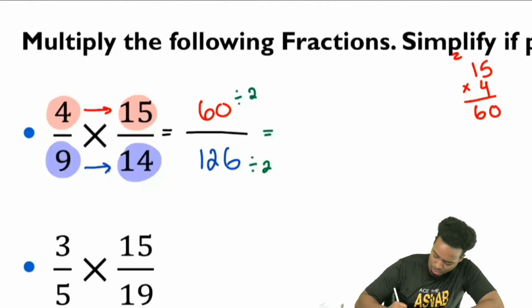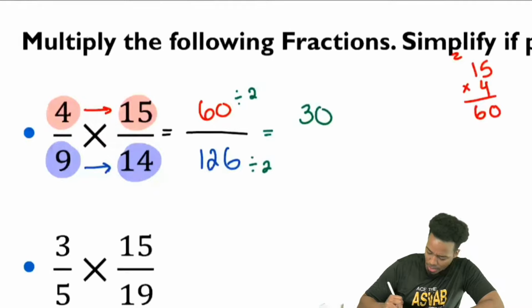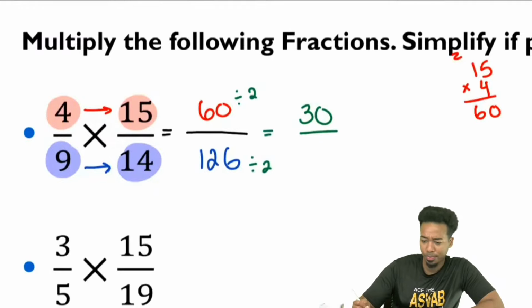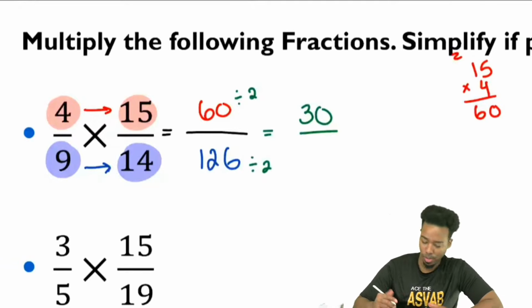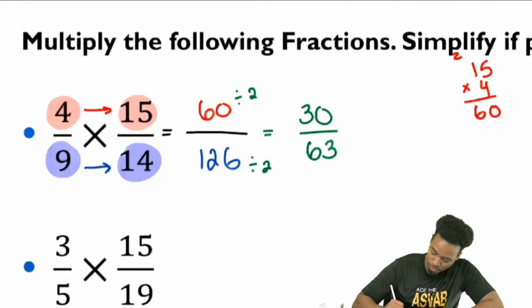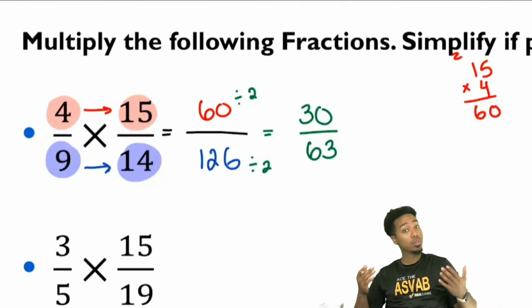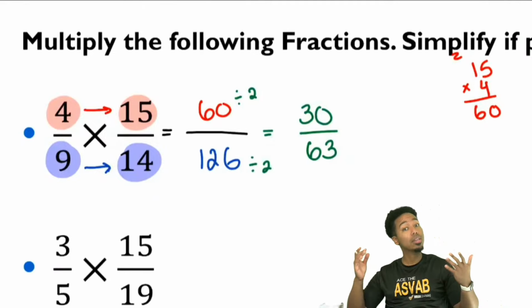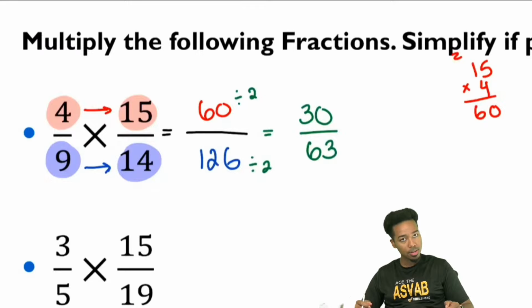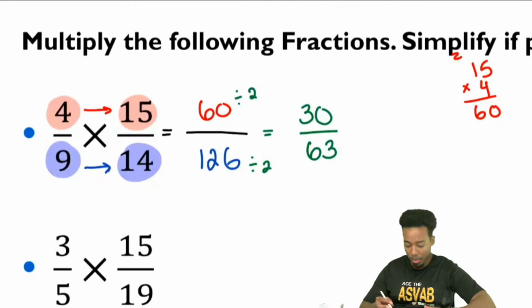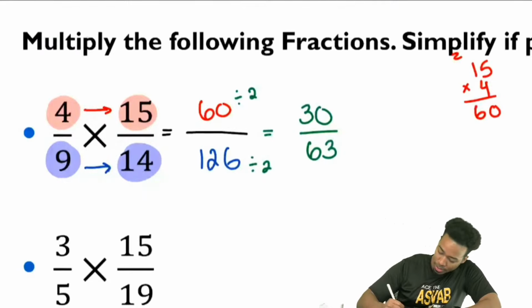That's going to be 30. And then 126 divided by 2 is what? 63, because 120, 60, 6, 3. So 63. And then from here, this is where you might notice that, oh wait, maybe we can divide out a 3 now. So let's go ahead and do that.